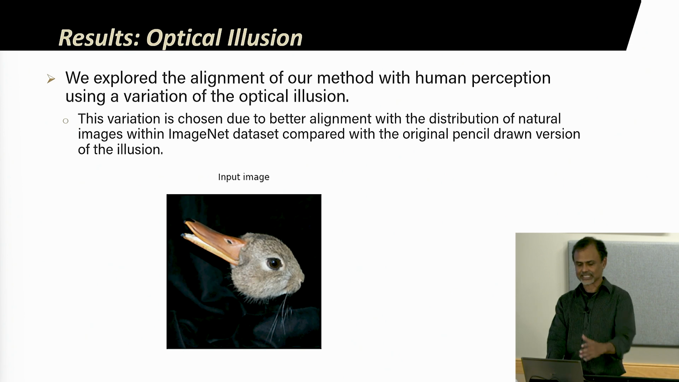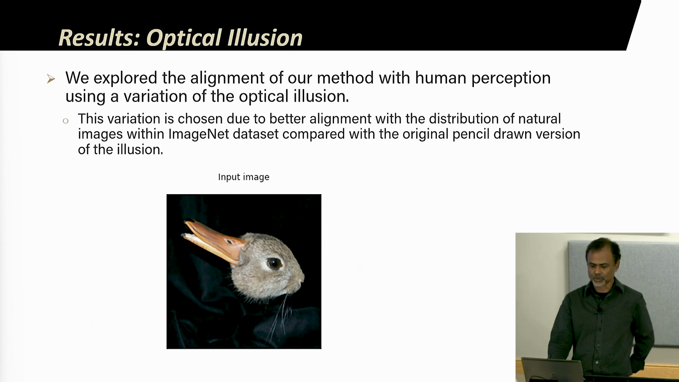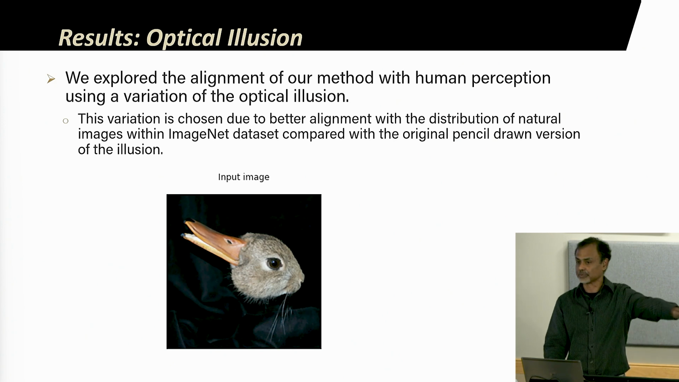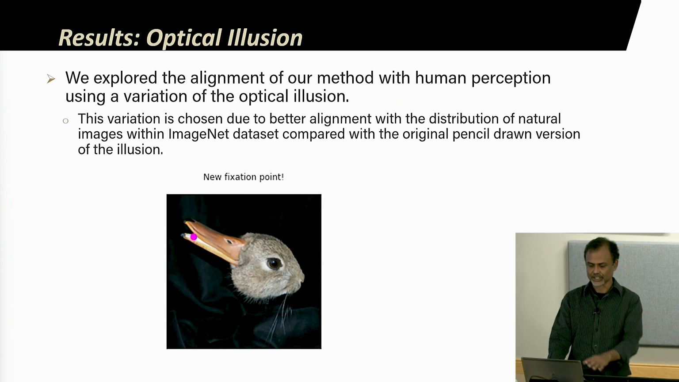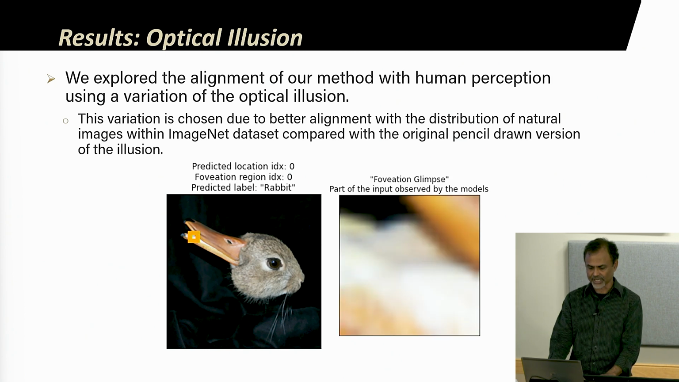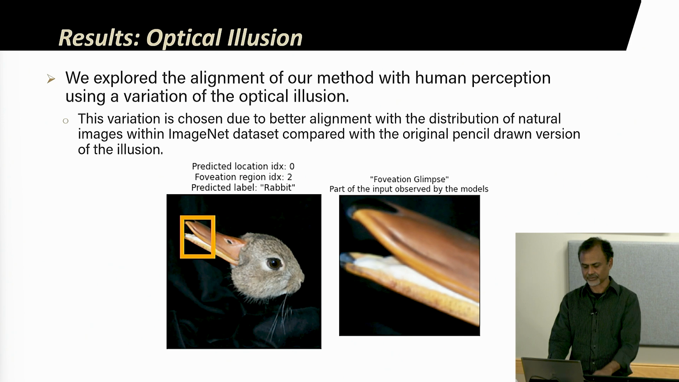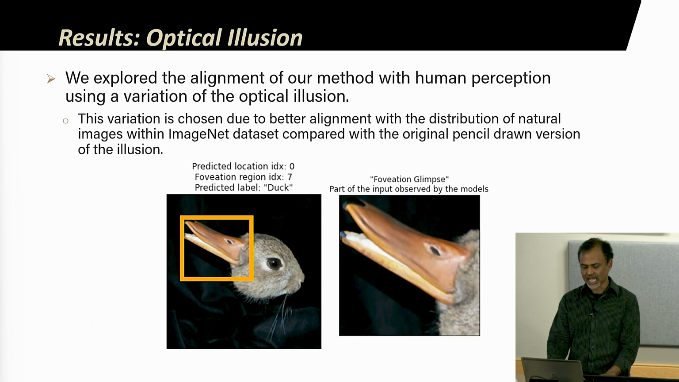This is an example of the optical illusions that we did. We explored the alignment of our method with human perception using a variation of the optical illusion I showed previously. This is an input image. Let's say the starting point is the fixation point shown on the left, and you grow the fixation points. The glimpses grow as I'm showing on the right side, and beyond a certain point your network gets primed into understanding that this is indeed a duck.